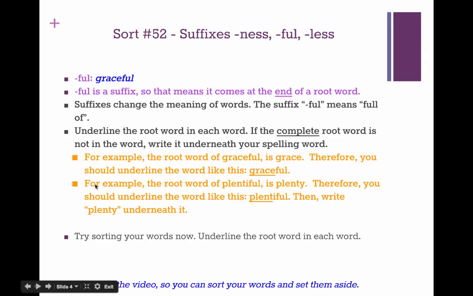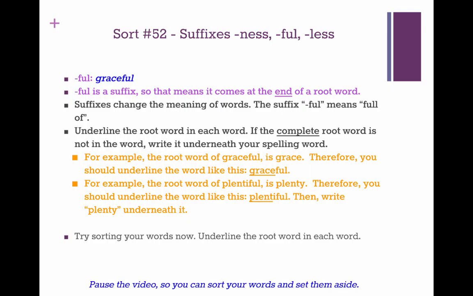Now, for example, the root word of plentiful is plenty. So if your word is plentiful, your root word would be plenty. Therefore, you should underline the word like this. So you would underline P-L-E-N-T, and then write plenty underneath it. Again, because of that Y, you cannot add full. You can't add that suffix to the end of a word that has a consonant and then a Y. You have to change it to an I.